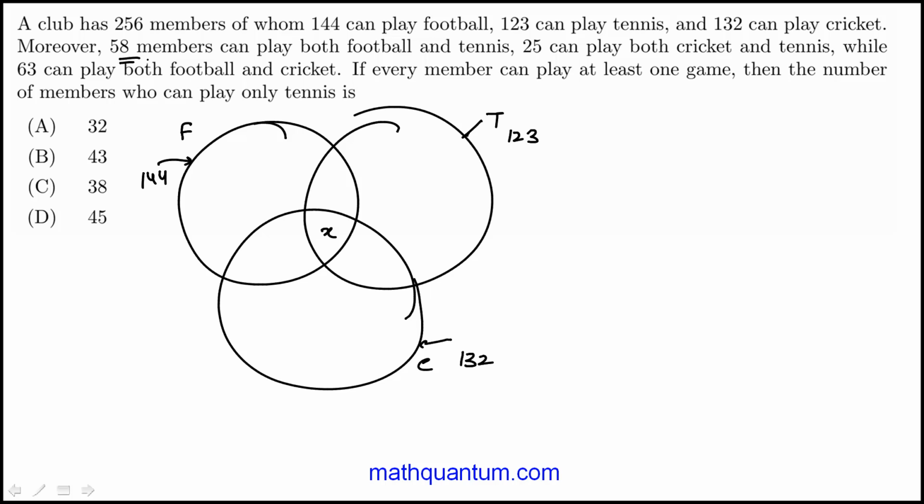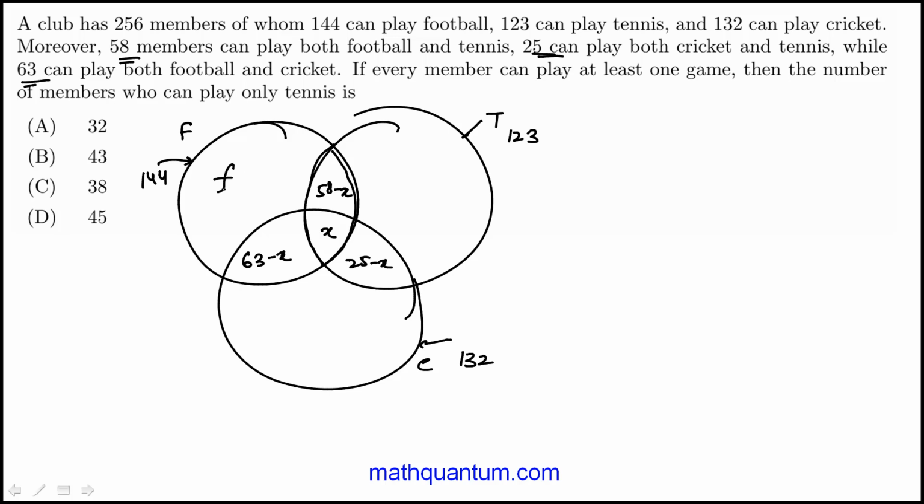So if we start with this condition, 58 can play both football and tennis. That's this region here. That means that this would be 58 minus X. Same thing with football and cricket, which is 63 here. So this would be 63 minus X, and then 25 cricket and tennis. So that's 25 minus X.